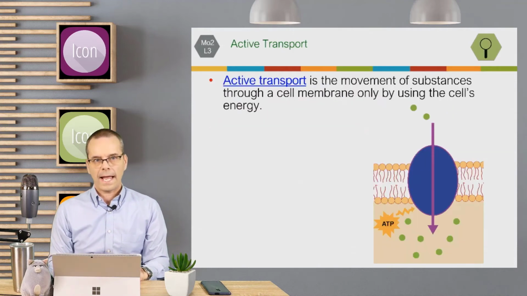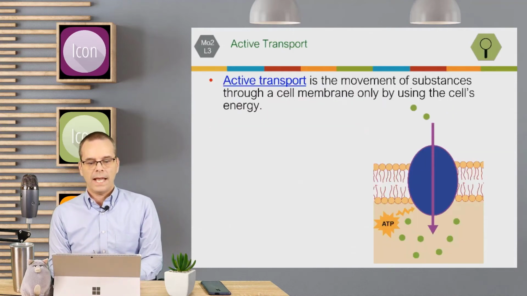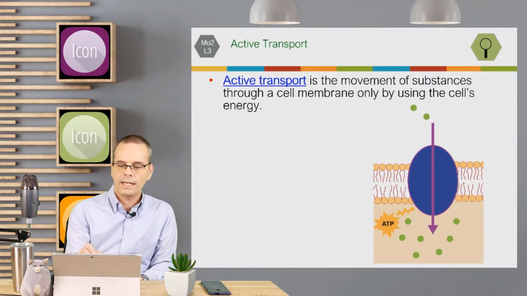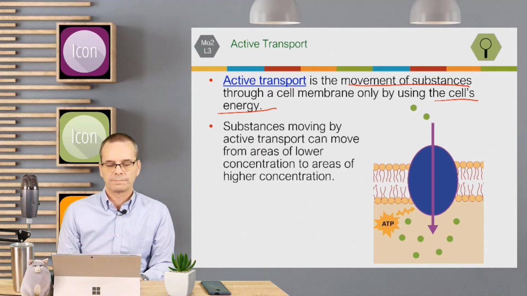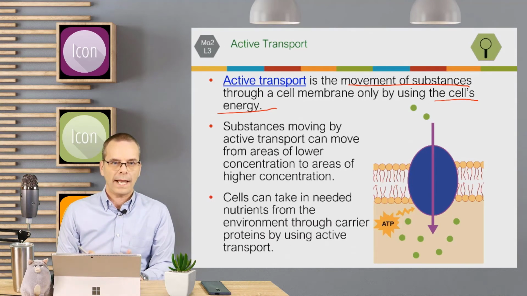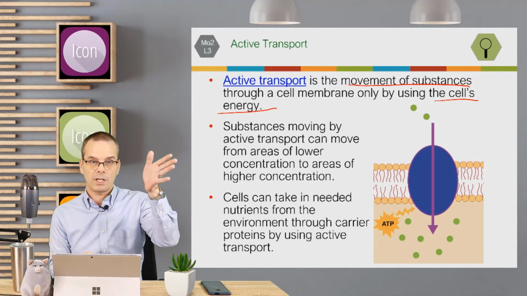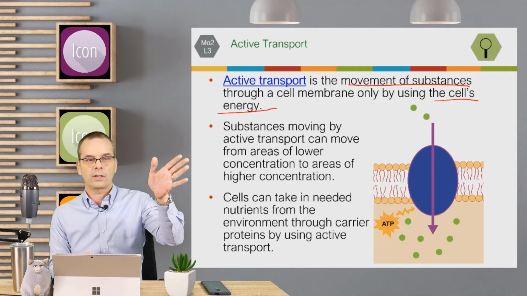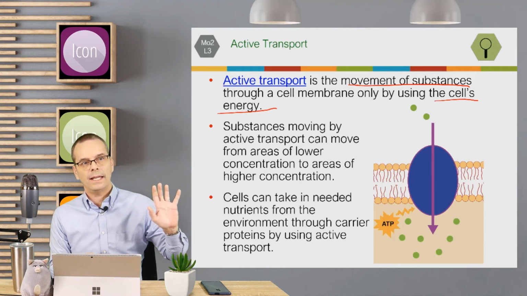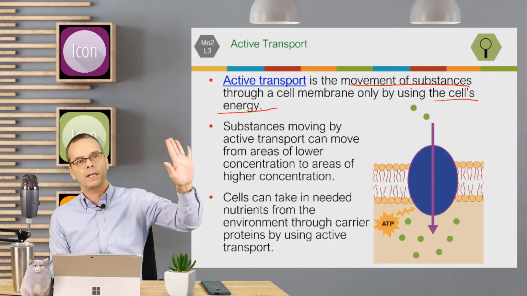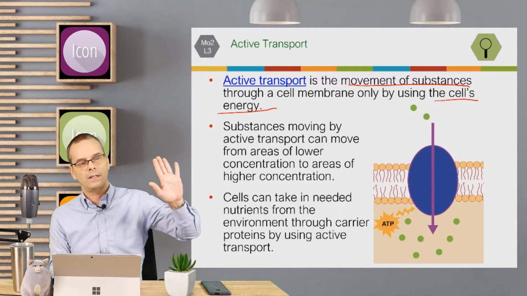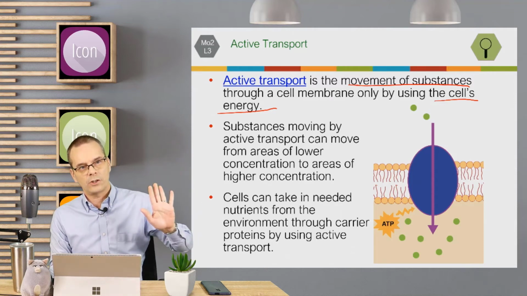All right, active transport. Active transport is using the cell's energy to move substances. Substances moved by active transport can move from areas of lower concentration to areas of higher concentration. So it doesn't worry about diffusion because it's using that energy to push it.